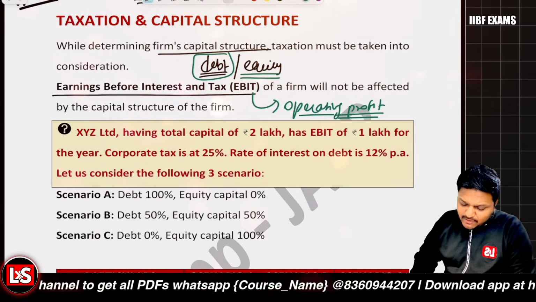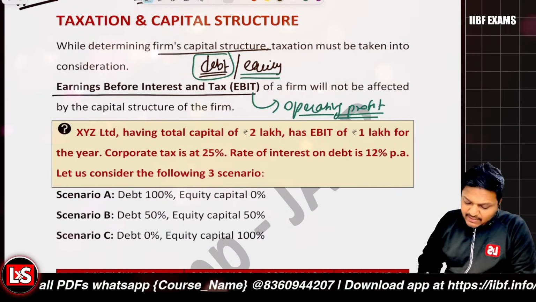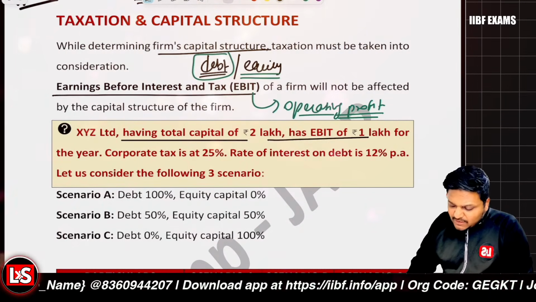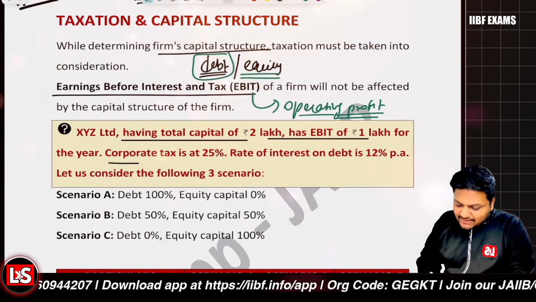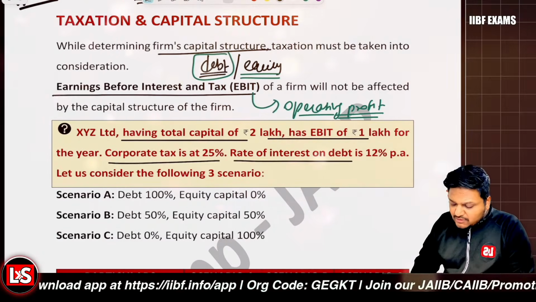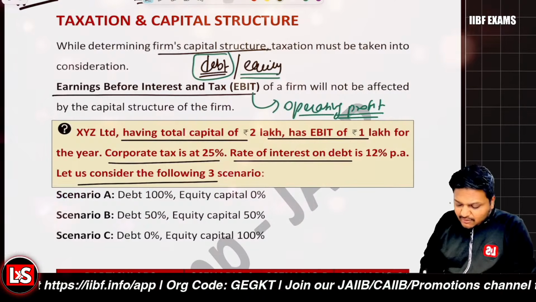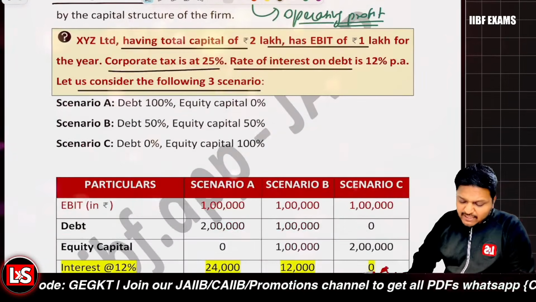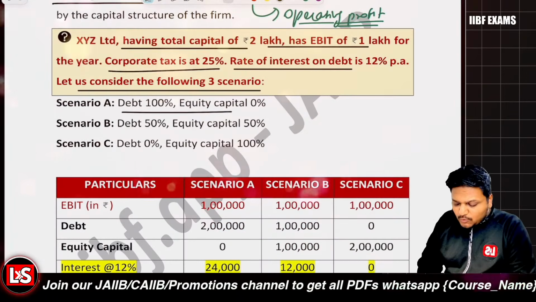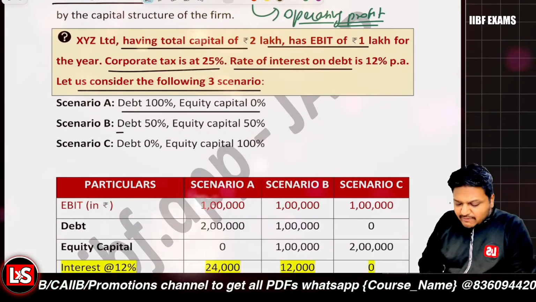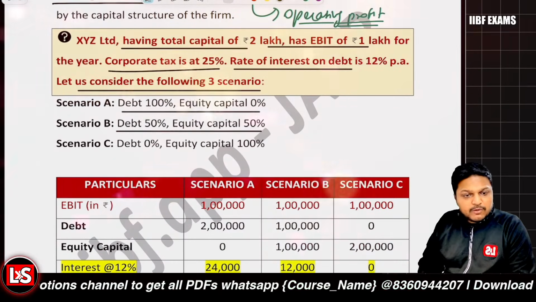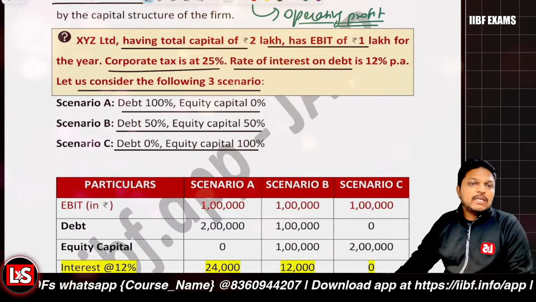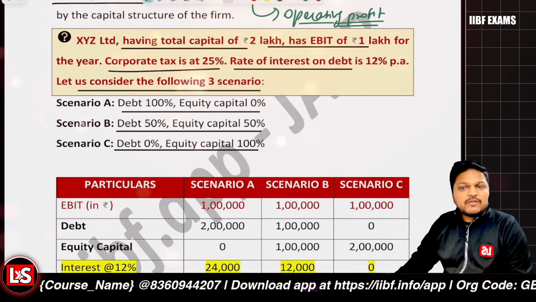So let's have a look at this particular example. It says XYZ Limited, having total capital of rupees 2 lakh, has EBIT of rupees 1 lakh for the year. Corporate tax is 25%. Rate of interest on debt is 12%. Let us consider the following three scenarios. In the first case, we have 100% debt and 0% equity. In the second scenario, 50% debt and 50% equity. And in the third case, 0% debt and 100% equity.